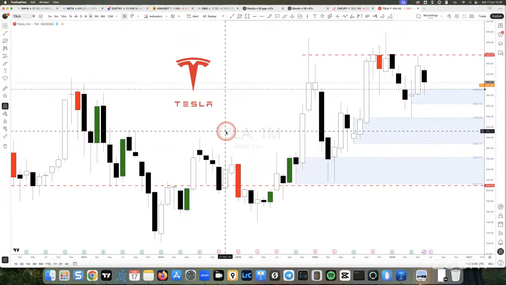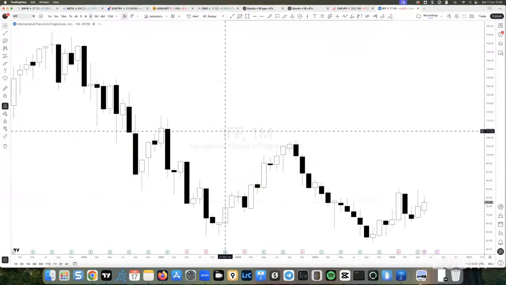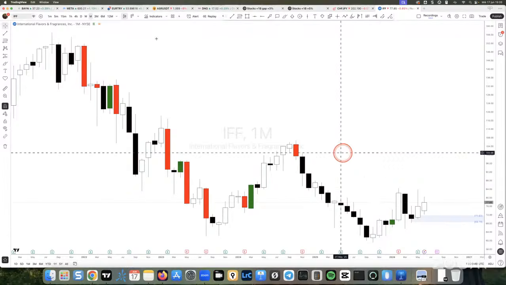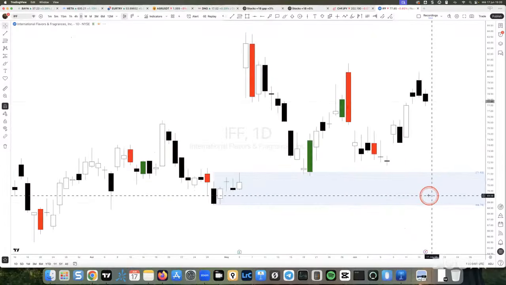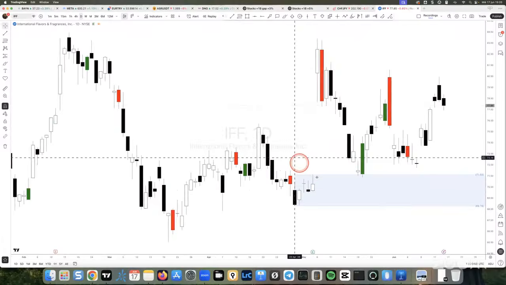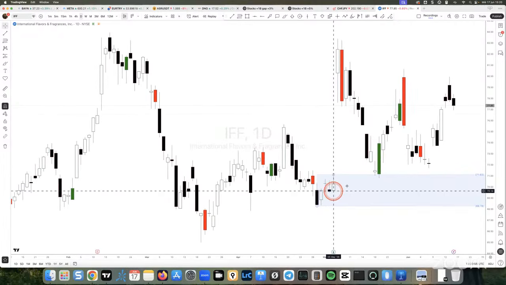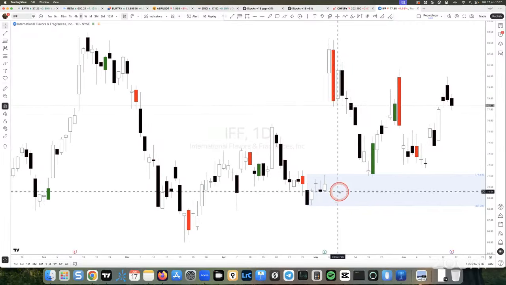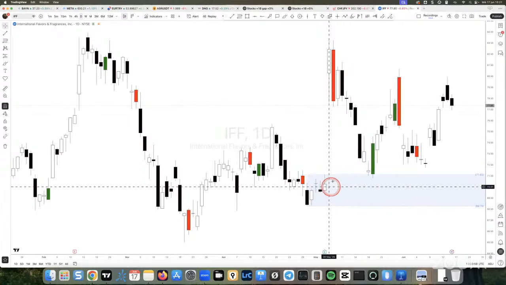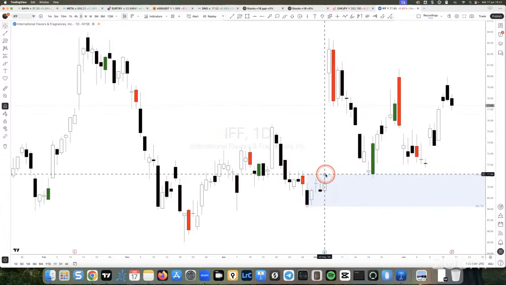If you go to another stock, for example, I share this trade with the community, okay? On the monthly, it's like, oh, what the hell is going on here? But on the daily, this is what we have. This is International Flavors and Fragrances, okay? So what happens? This is an imbalance, a daily imbalance, and it is a pretty strong one, okay?